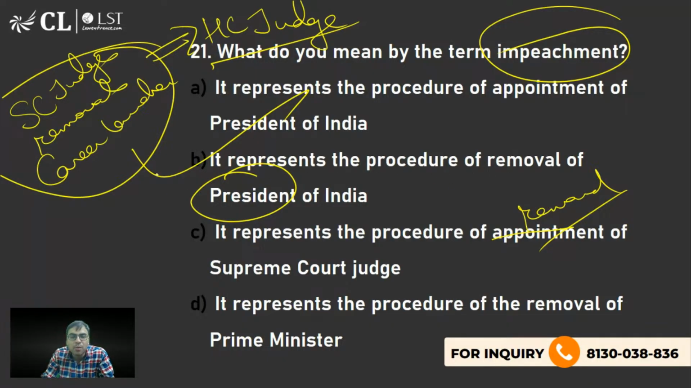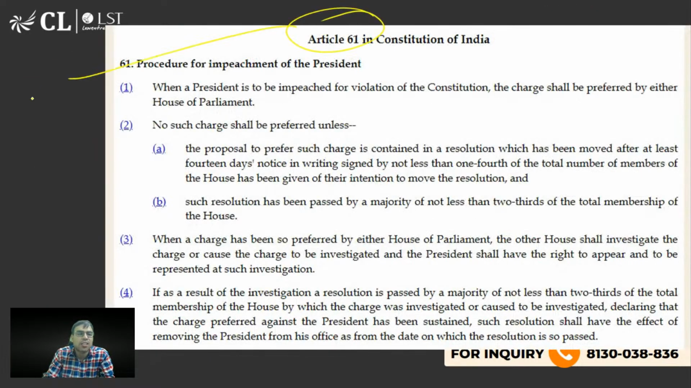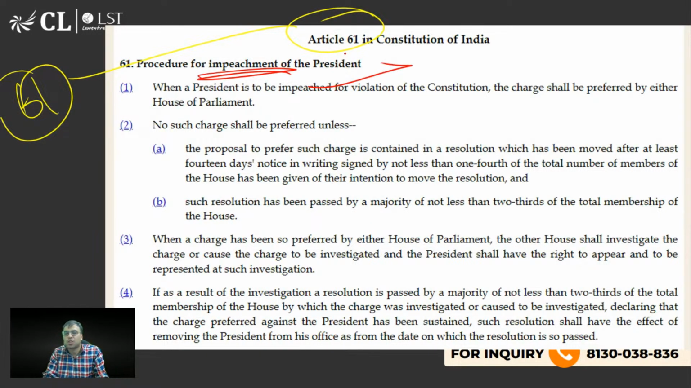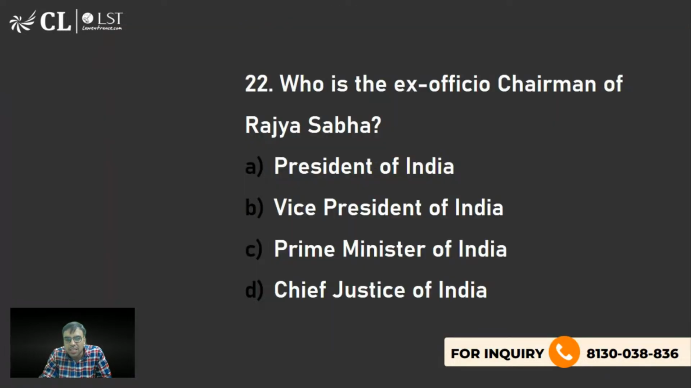And the procedure of removal of president is mentioned. Article 61 talks about this. Impeachment of president. ठीक है, that is what you should be knowing about. और मैंने बताया भी था कि majority required in impeachment of president and removal of Supreme Court judge is different and all. Special 2/3 of the total strength of the house है ना.